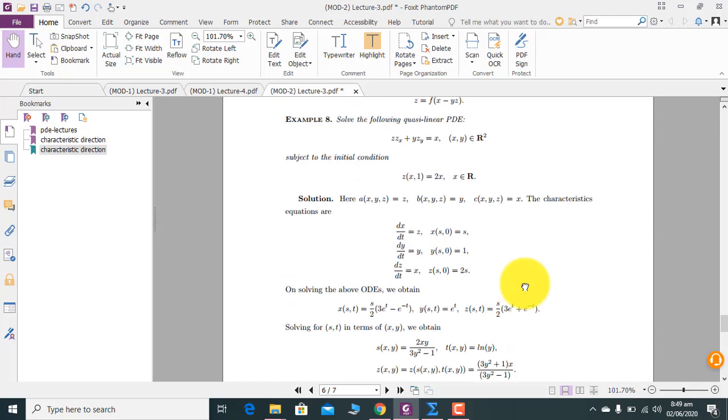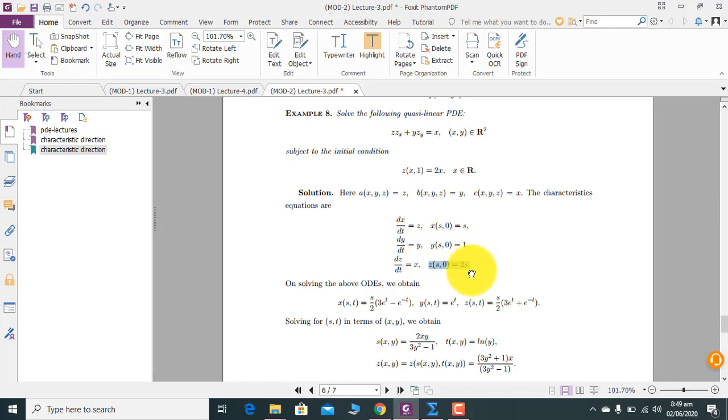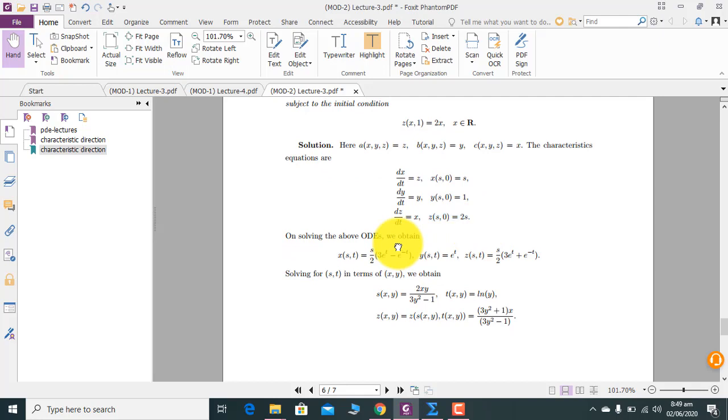And parametrically, when t is 0, x of s comma 0 is s, y of s comma 0 is 1, and z of s comma 0, the z condition, is 2s. So now, which ordinary differential equation can be solved easily? This ordinary equation or this or this?